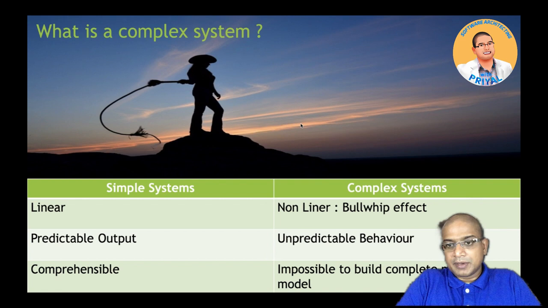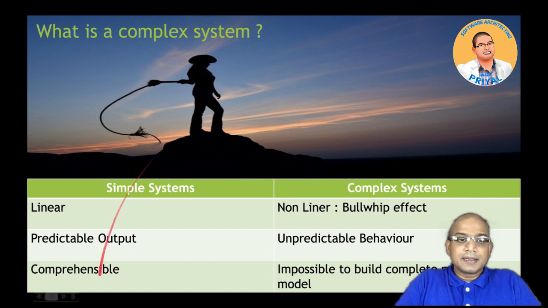As an example, we can give the bullwhip effect. If you take a bullwhip and make a small hand movement at the end of the bullwhip, you can break the sound barrier. That means that even a small change can produce a huge effect, affecting the system in a big way at the end.